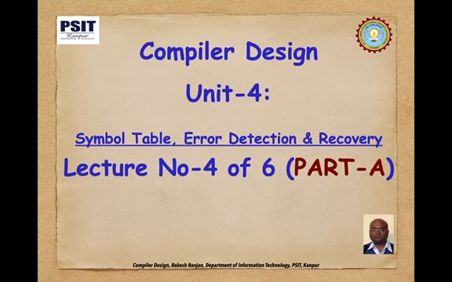Symbol table, error detection and recovery. This is lecture number 4, that is topic number 4 of 6 total. It has 6 topics, in which this one is the fourth one, and lecture number 4 is divided into 3 parts: part A, part B and part C. So this is part A.